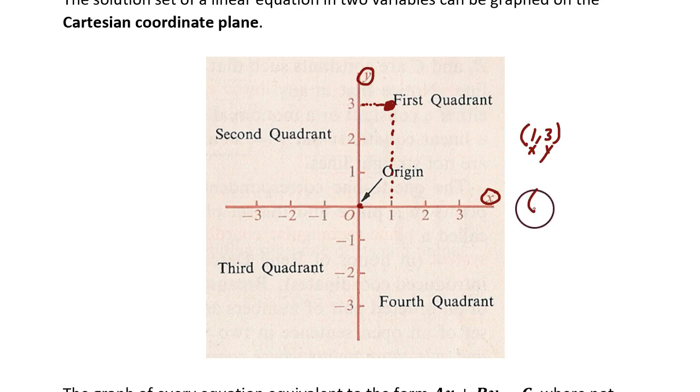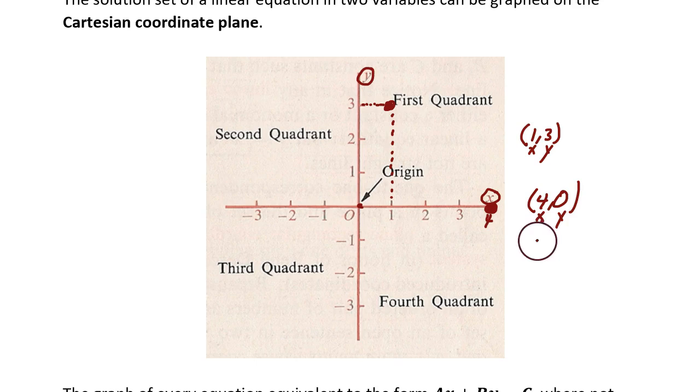As another example, 4, 0 is located here on the x-axis. The x-coordinate is 4, the y-coordinate is 0. So you travel to where x is 4 on the x-axis.